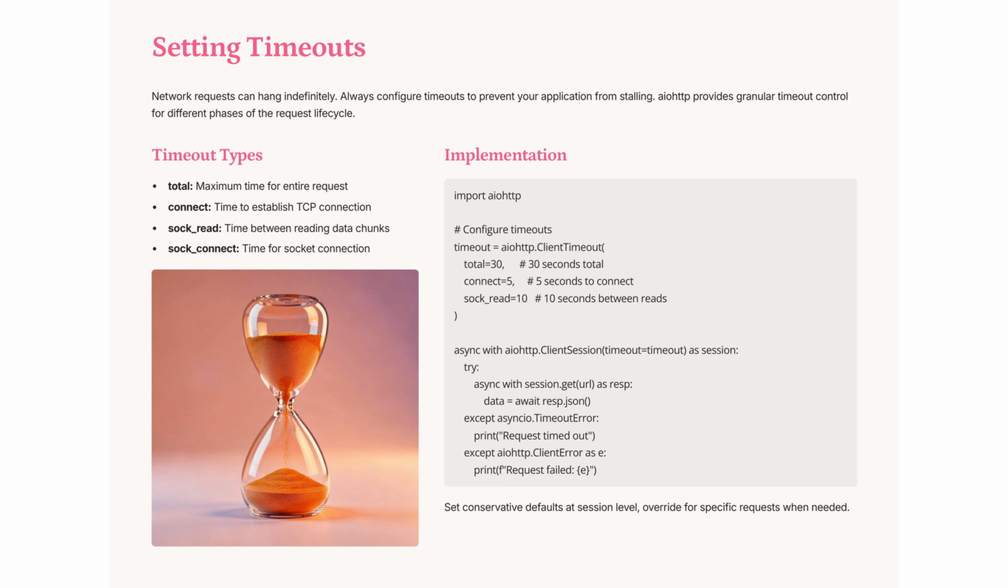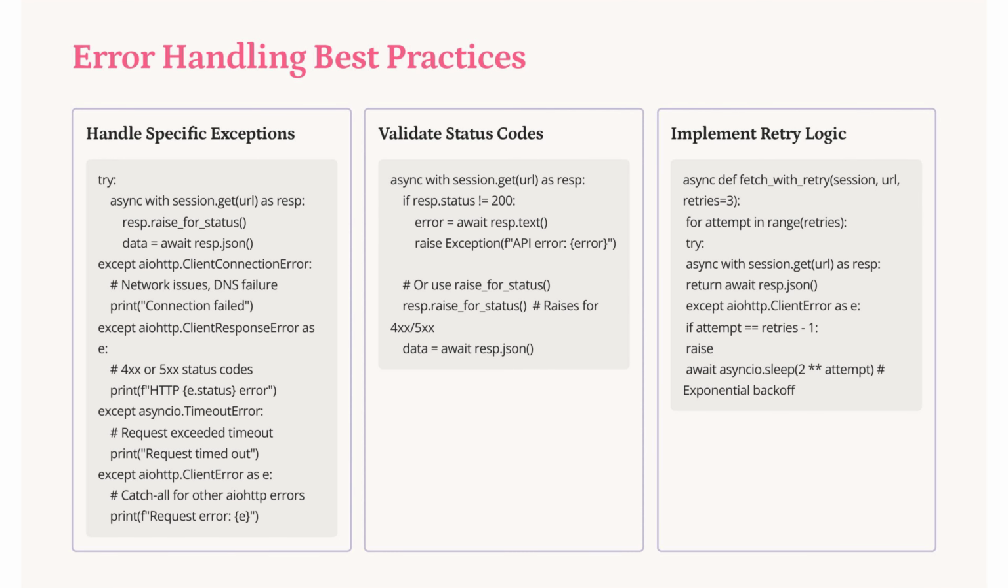Use aiohttp.ClientTimeout to prevent stalling, and handle asyncio.TimeoutError for robust error management. Handle exceptions by catching specific errors like aiohttp.ClientConnectionError for network issues and aiohttp.ClientResponseError for HTTP errors. Use resp.raise_for_status to validate status codes. Implement retry logic with exponential backoff using fetch_with_retry to manage transient errors effectively. This ensures robust error handling in asynchronous applications.